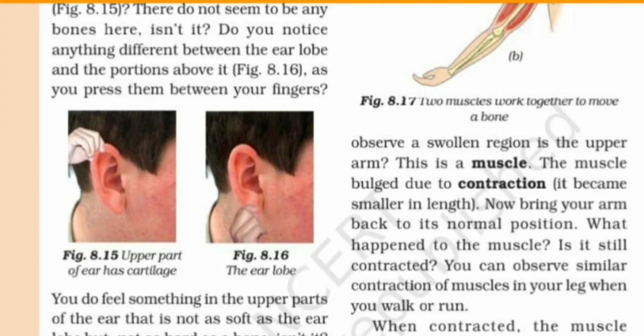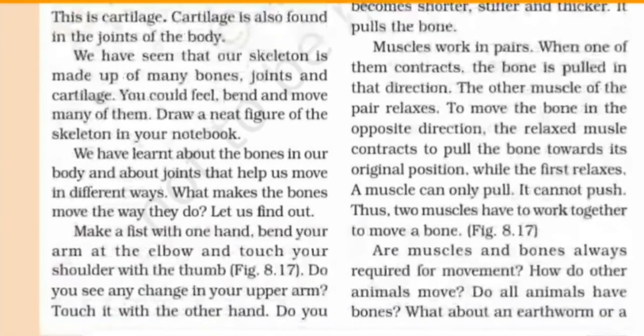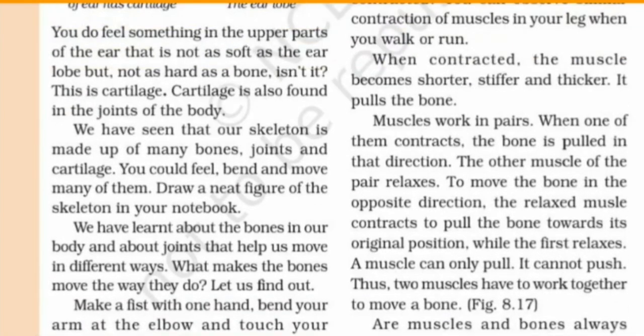You can observe similar contraction of muscles in your legs when you are walking or running. When contracted, the muscles become shorter, stiffer, and thicker. It pulls the bone. Because of the muscle contraction, we are able to move our joints. Muscles are attached to both sides of the bones. You can see muscles work in pairs. They are attached on both sides of the bones. They work in pairs. When one of them contracts, the bone is pulled in that direction.